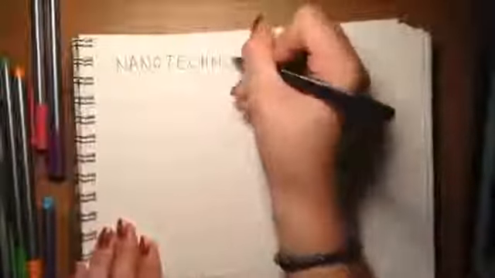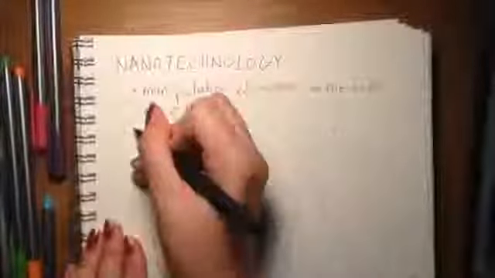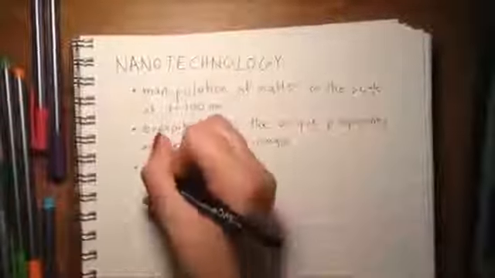In summary, nanotechnology is really the manipulation of matter on the scale of 1 to 100 nanometers, or in an atomic range, and the exploitation of the unique properties exhibited in this range.